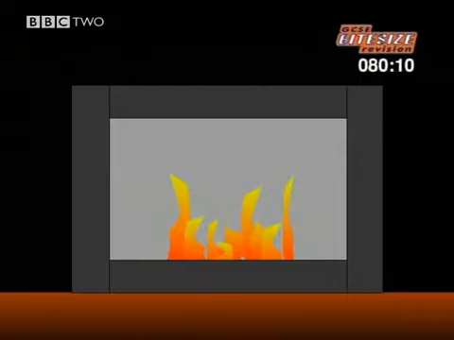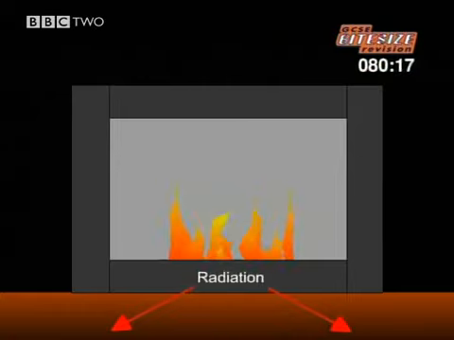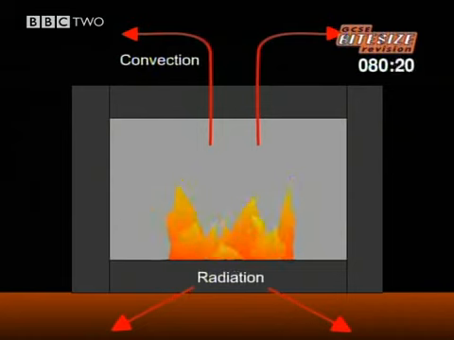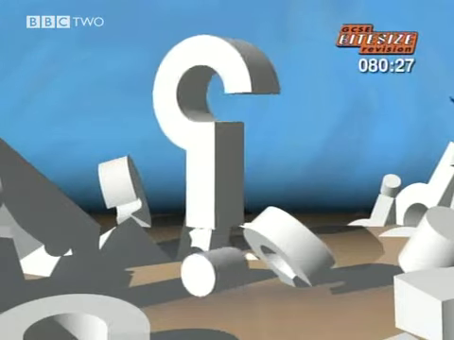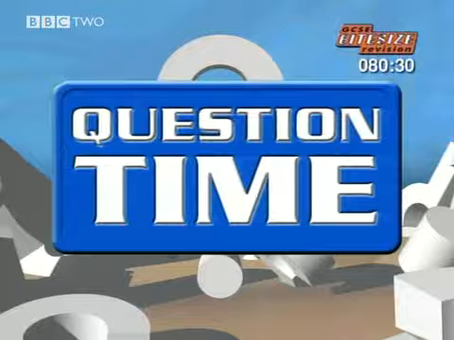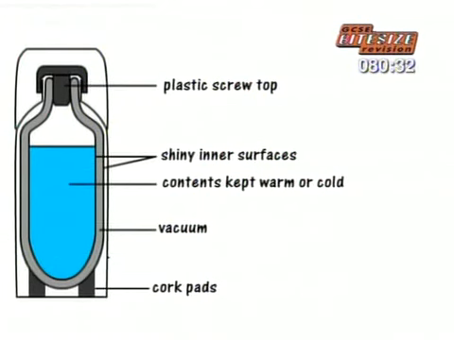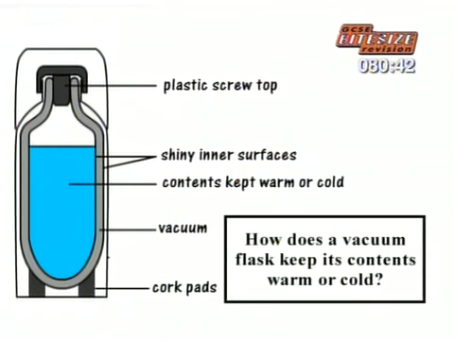To sum up the transfer of heat energy, we feel the heat of a fire in all three ways: directly by radiation, through hot air rising by convection, and by conduction through the ground or the fire surround. This is a cross-section of a vacuum flask. It can keep things inside it cool or hot, so it's designed to stop heat escaping from or getting into the flask. Use what you know about how heat travels to work out how it works.